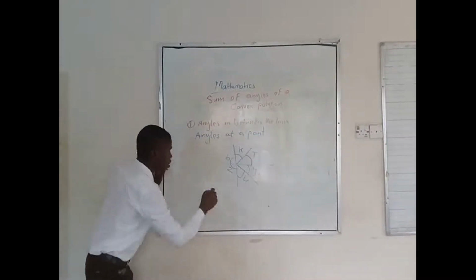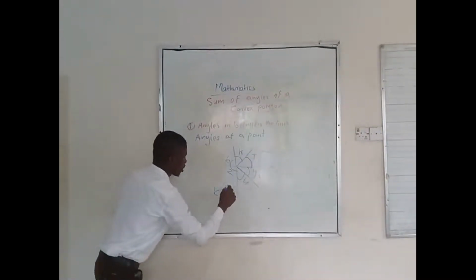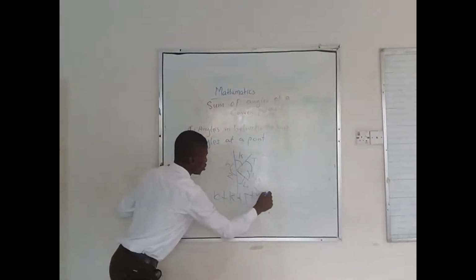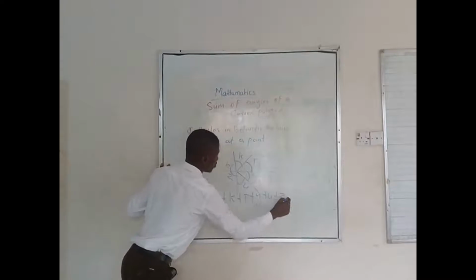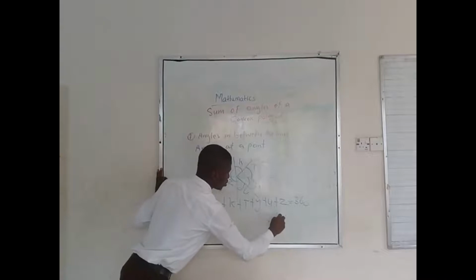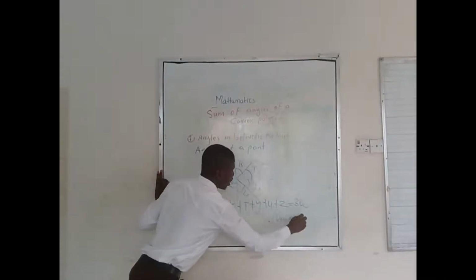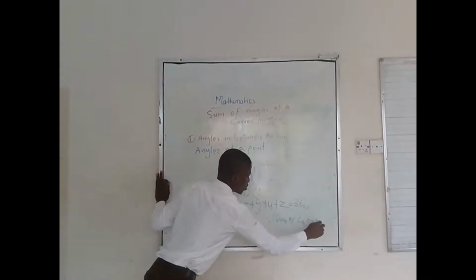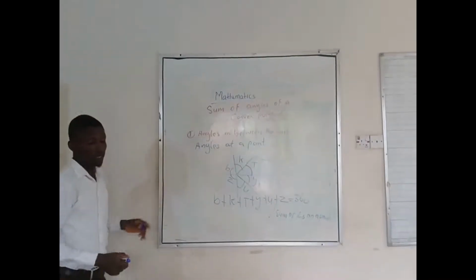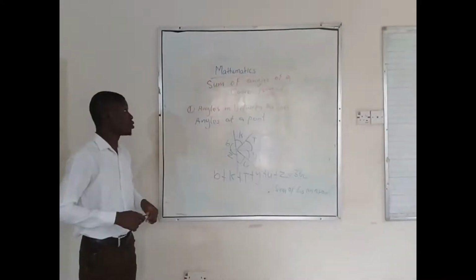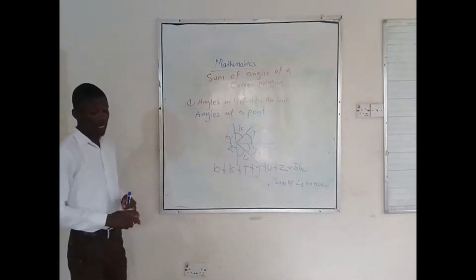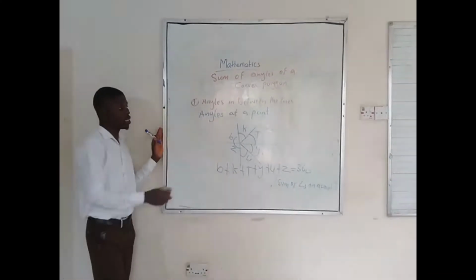Then we have B plus K plus T plus Y plus U plus Z is equal to 360. We say it is what? The sum of angles at a point. That is the second property of angles in between the lines. Then the third property we are going to check is vertically opposite angles.